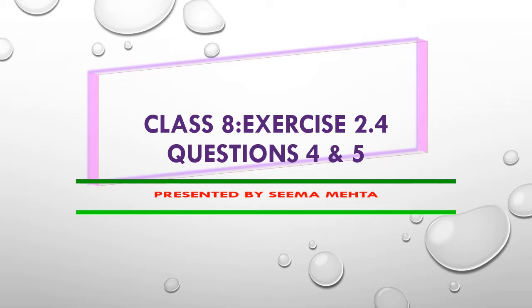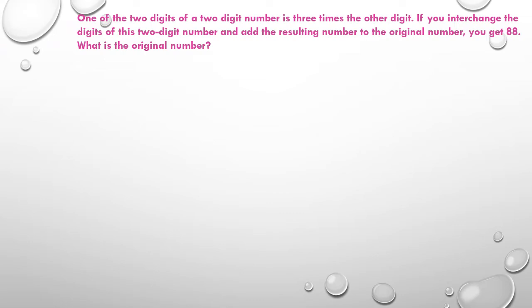Today we will take exercise 2.4 question number 4 and 5. One of the two digits of a two-digit number is 3 times the other digit. If you interchange the digits of this two-digit number and add the resulting number to the original number, you get 88. What is the original number?